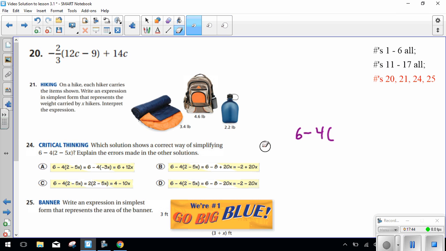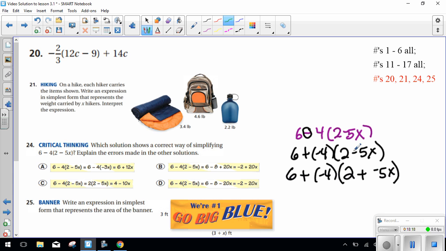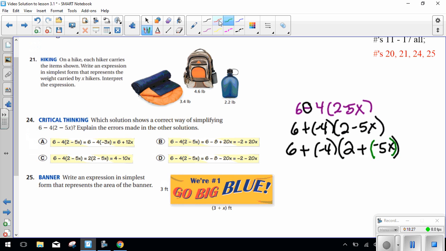So it's just a little easier to know what the correct answer should be before you start combing through the problem. So I'm going to first rewrite this minus as plus opposite. So 6 plus negative 4 times 2 minus 5x. You could also rewrite this one. So it would look like this, 6 plus negative 4 times 2 plus negative 5x. You can put another parenthesis in there if you want. It's called a double parenthesis, a parenthesis in a parenthesis, or you can just not use that second set of parentheses, and that's fine too.